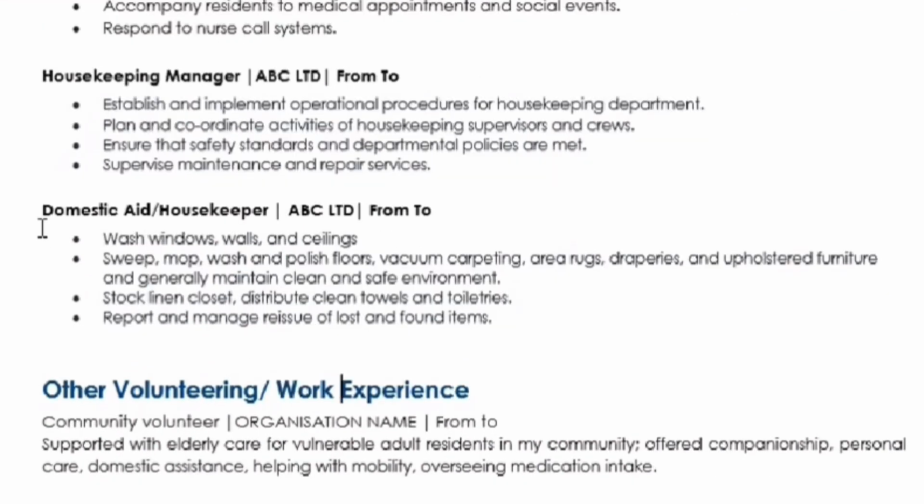Okay, as a domestic housekeeper, you were washing windows, walls, and ceilings, sweeping, mopping, washing and polishing floors, stocking the cleaning closet, distributing clean towels, reporting and managing issues of lost and found items. And then when you became the housekeeping manager, your role changed to establish and implement operational procedures for the housekeeping department, plan and coordinate activities of housekeeping supervisors and crews, ensure that safety standards and departmental policies are met, supervise maintenance and repair services. Okay, it could be anything basically.